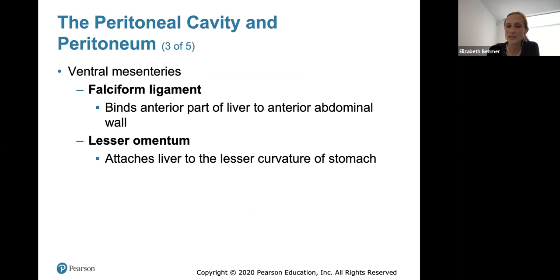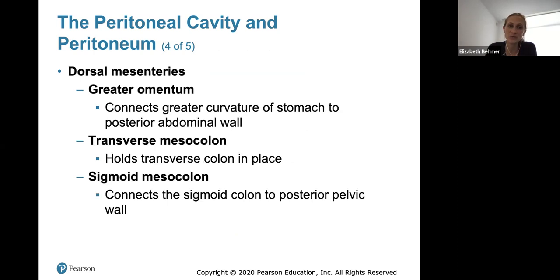You have ventral mesenteries like ligaments and omentums. The falciform ligament binds the anterior part of the liver to the anterior abdominal wall. The lesser omentum attaches the liver to the lesser curvature of the stomach. So these are just extra mesenteries to help attach organs to each other. The dorsal mesenteries on the posterior side: the greater omentum connects the greater curvature of the stomach to the posterior abdominal wall. And then the transverse and sigmoid mesocolon holds and connects the transverse and sigmoid colon in their places.